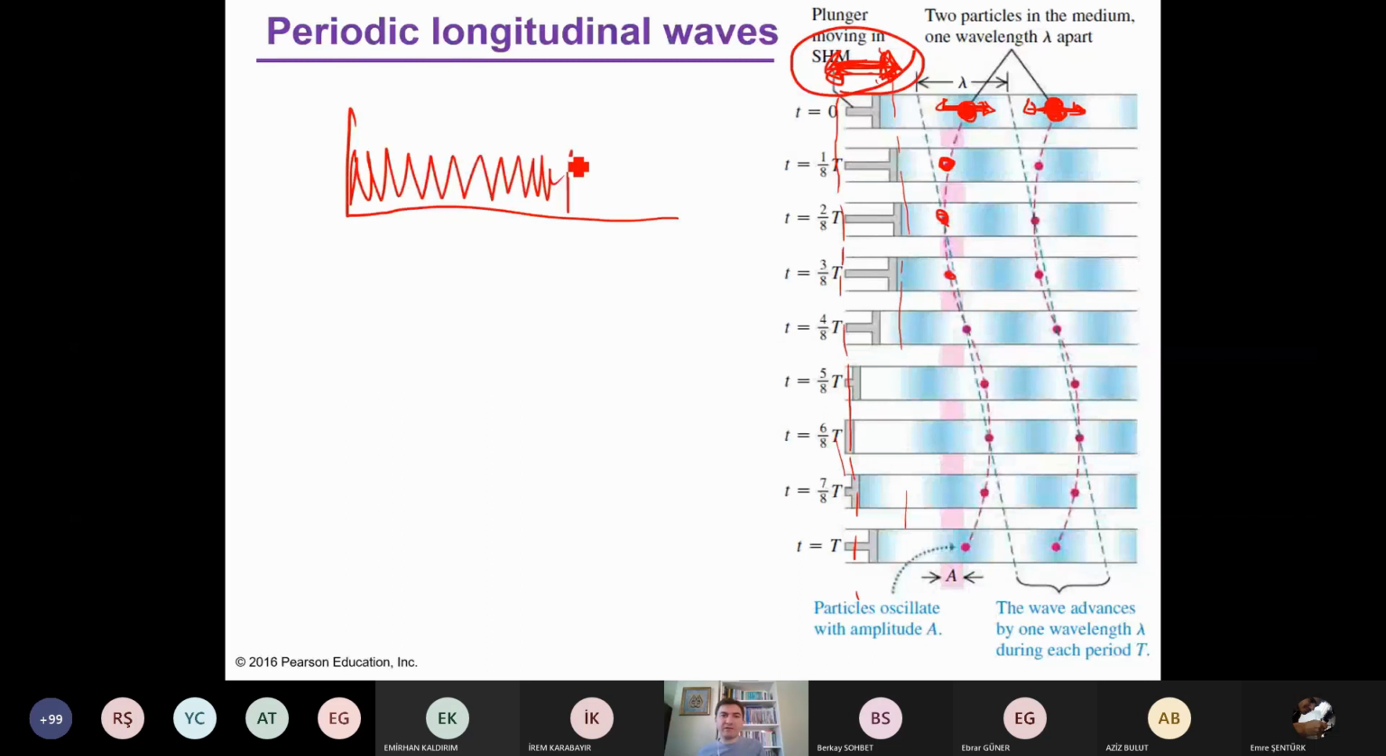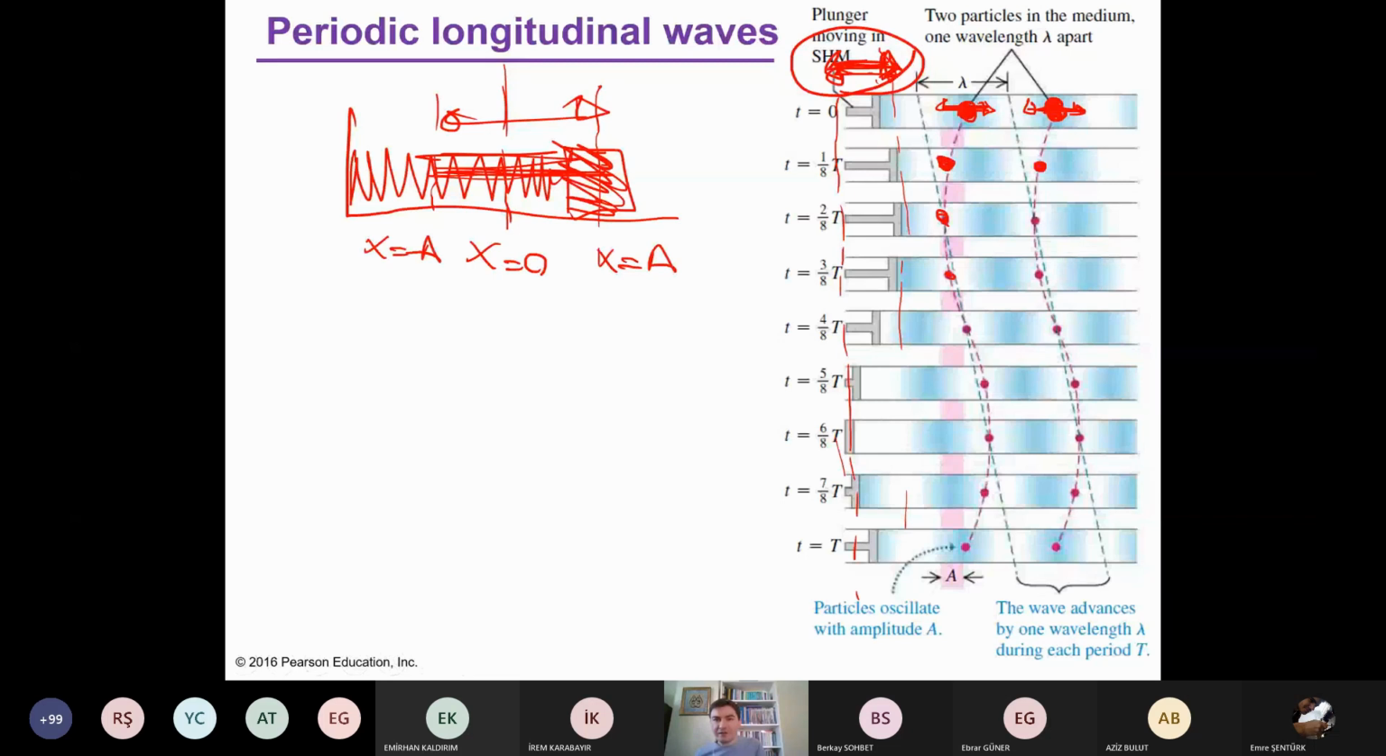Here we have a mass, and this is the equilibrium condition, X is equal to 0. You push the system to this condition, X is equal to A, and this box will have a simple harmonic motion around the equilibrium, okay? So this mass will have periodic motion. So these particles will have the same periodic motion which we have discussed during the last lecture, okay?